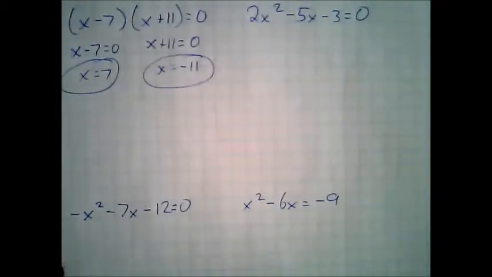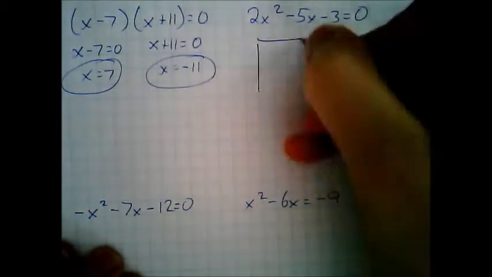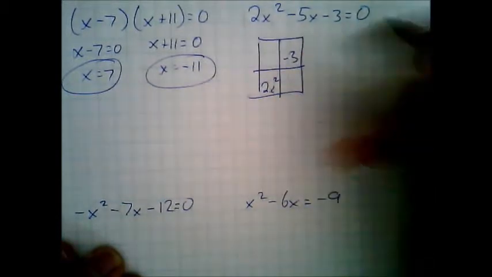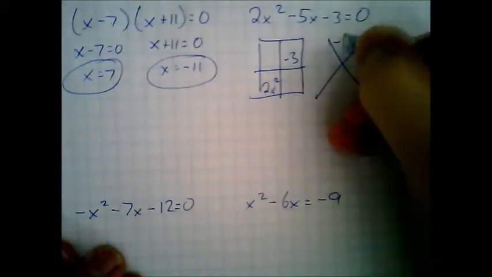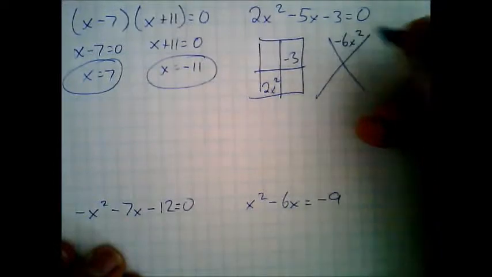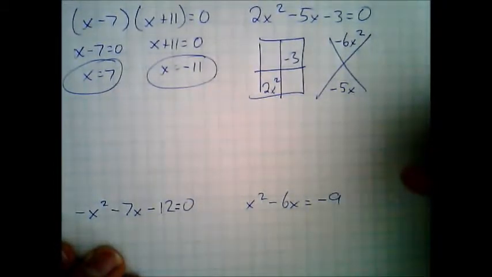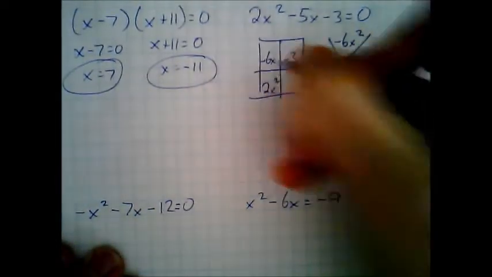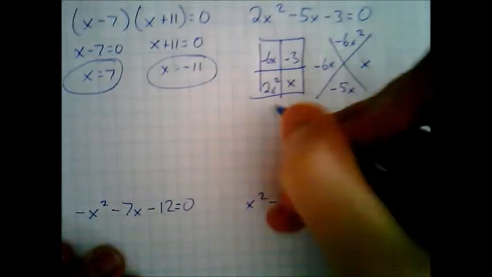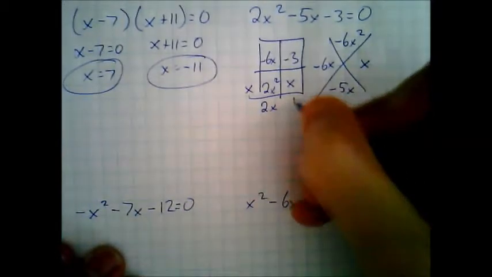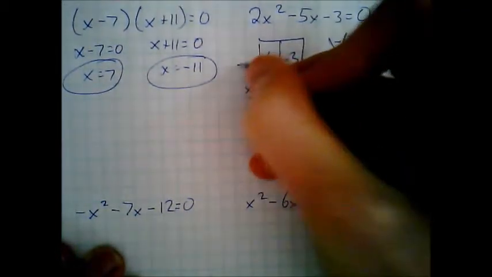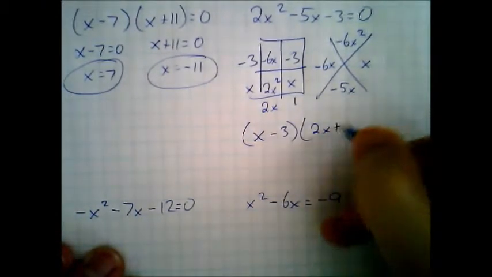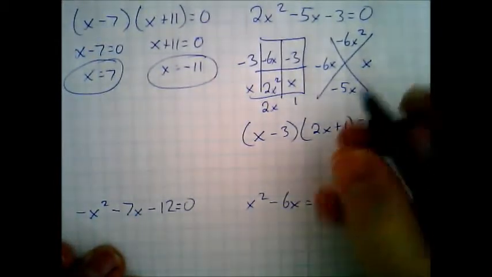Now let's look at the second one. We have to do a little bit more work. So we have to factor this. 2x squared in the bottom left, negative 3 in the upper right. Diamond problem, they multiply to negative 6x squared. Add to negative 5x. That's negative 6x and positive 1x. So you have 2x and x. This is 1 and this is negative 3. So you have x minus 3 times 2x plus 1. This equals 0. This one's easy.